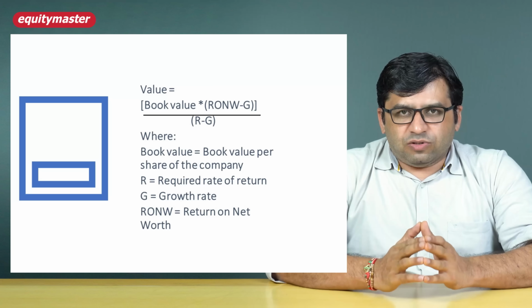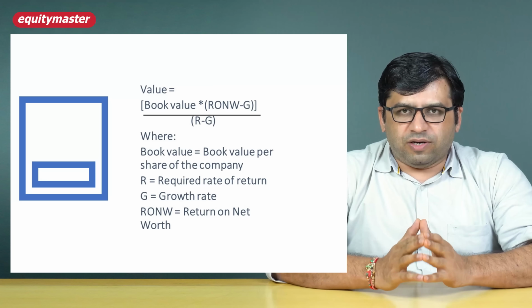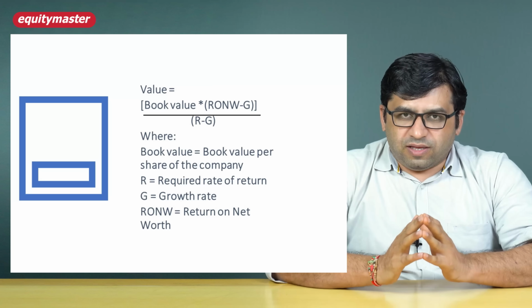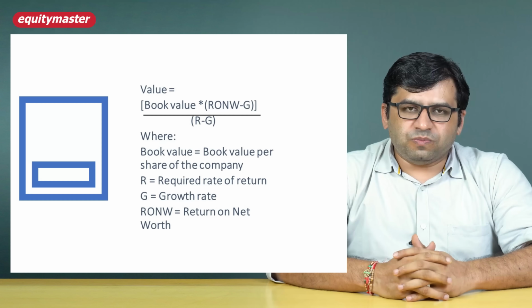Now putting the values of book value, return on net worth, growth rate and required rate of return into the formula gives us a value of 1 times book value. So the value of a company is nothing but its book value, which is rupees 100 crores. So if you are looking to buy this business and your expected rate of return is 15%, then you should pay no more than rupees 100 crores to buy the business.